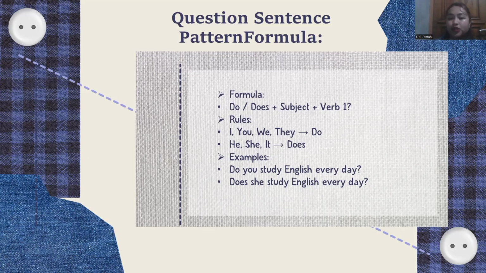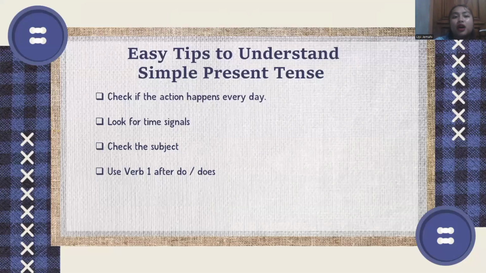And let's move to the easy tips to understand simple present tense. Tip number one is check if the action happens every day. Number two is look for the time signals. And number three is check the subject. Number four, use verb one after do or after does. Remember that in your mind, okay?